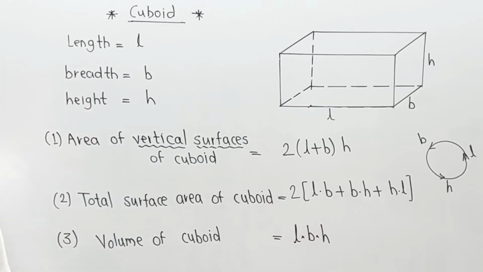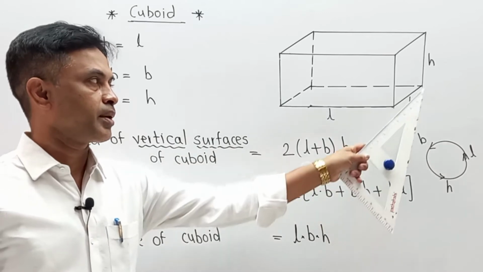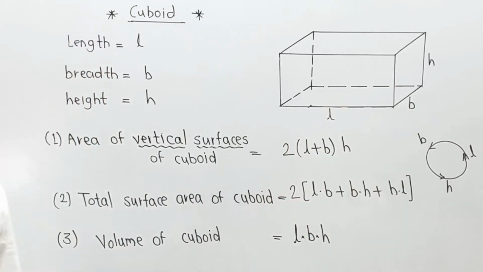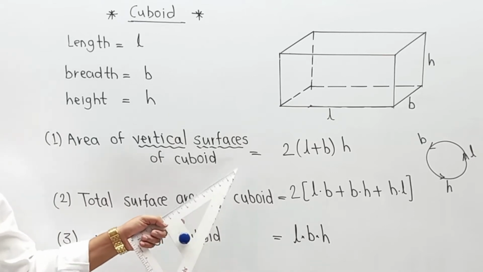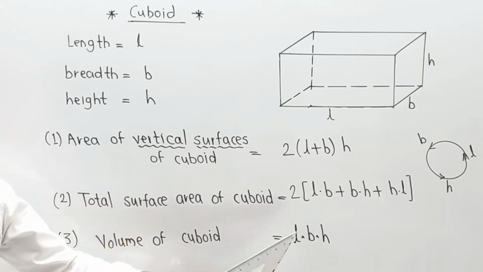Now student, remember very carefully, in a numerical they give you the value of length, breadth, height and we are supposed to calculate the vertical surface area of the cuboid, then the total surface area of the cuboid, or finally the volume of the cuboid. It depends upon the numerical.